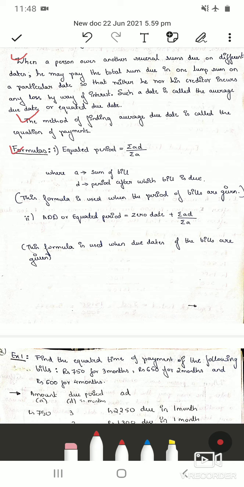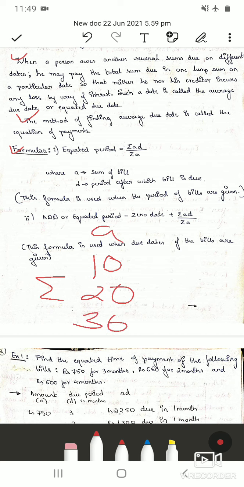To calculate the equated period, the formula is summation A into D by summation A. So what is the summation? This is called summation or total. Suppose you have values, say 10 rupees, 20 rupees, 30 rupees, and so on, and this is your A. If you want to find summation of A, then you have to add all of these. So it is 60. So summation of A is 60.